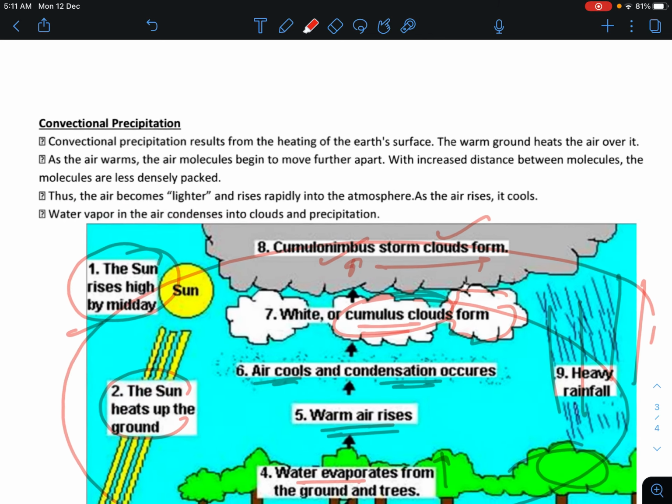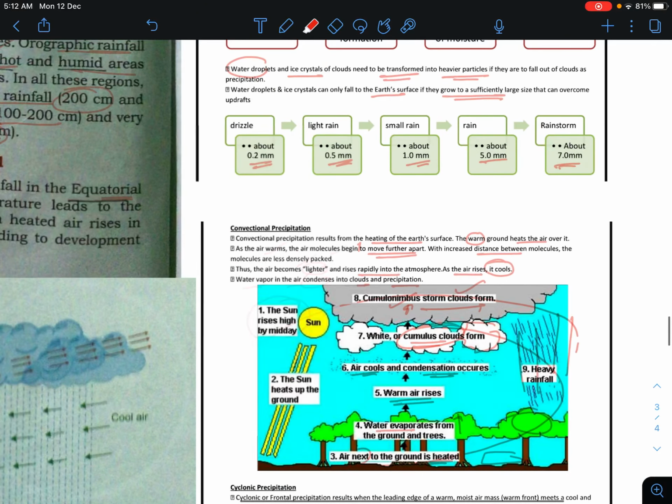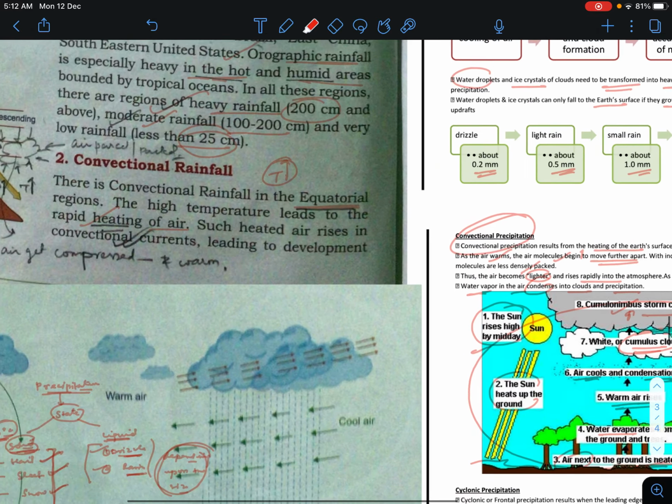Okay, so we can go through this point: convectional precipitation results from heating of the earth's surface, and the ground heats the air over it. As the air warms, the air molecules begin to move further apart, which means with increased distance between them the molecules are less densely packed. Thus the air becomes lighter and rises rapidly into the atmosphere. As the air rises, it cools, and the water vapor in the air condenses to form cloud, and precipitation occurs. So this generally happens in the equatorial region.